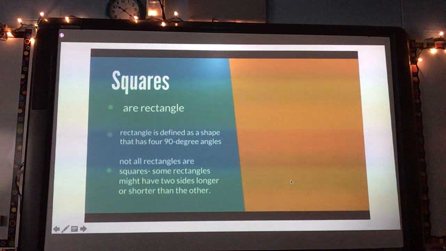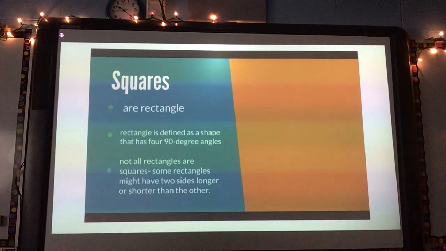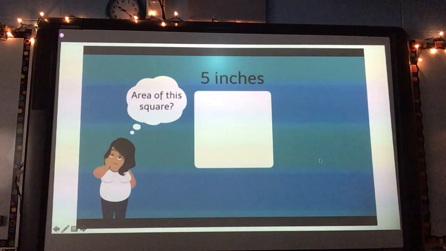All right, so squares are rectangles. And we're going to be talking about our shapes here coming up, more detailed. But just briefly, we need to know about squares and rectangles because that's all we're going to be finding the area of today. So all squares are rectangles, and a rectangle is defined as a shape that has 4 90-degree angles. But not all rectangles are squares. Some rectangles might have 2 sides longer or shorter than the other. Squares have all equal sides.